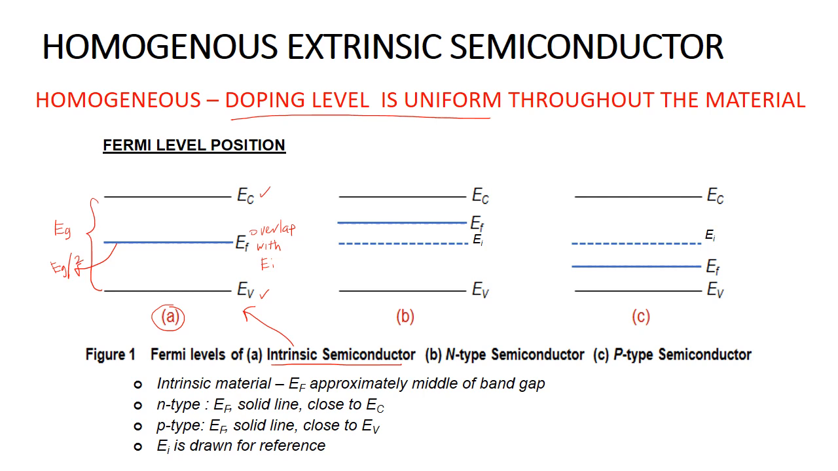Untuk B, for N-type semiconductor, you will have EC, and then EF, and then EI, and EV. Okay, for N-type, because there are a lot of electrons dalam N-type semiconductor ni, so the electrons energy is high. Okay, so bila electron energy is high, your Fermi level is always higher than your intrinsic Fermi level. Okay, maksudnya EF is in between EC and EI. Okay, EI must always be EG/2.